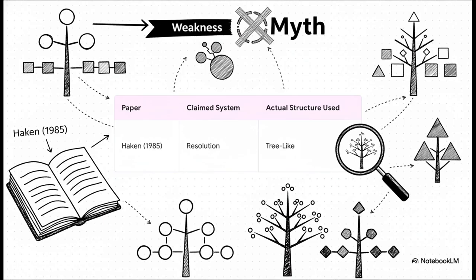Let's start putting the evidence on the board. Haken's 1985 paper. This is the one that started it all. And yeah, it talks about resolution. But if you actually dig into the paper, his entire argument, the very math he uses, depends on the proof being a binary tree. His whole method falls apart without it. So boom, Exhibit A. The foundational proof of resolution's weakness was for a tree-like system.